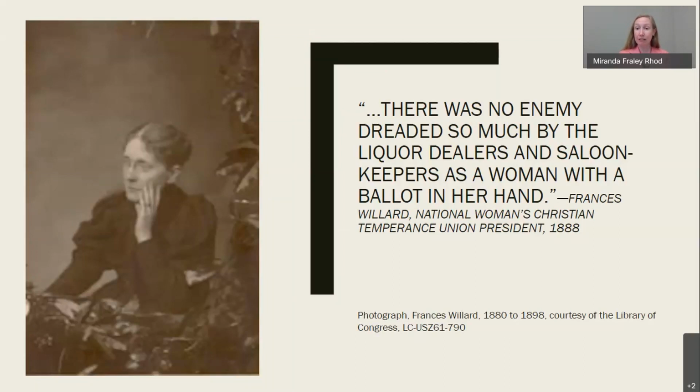Another feature of the WCTU that makes it very interesting is though its chapters were segregated, there were African-American women's chapters of the WCTU in Tennessee and also white women's chapters. So there were women from different races involved in this organization. And they were advocating very much for the cause of temperance, which very quickly brought them into politics. And one interesting thing to note is the liquor industry consistently opposed women's suffrage because they expected women voters to vote against them and to vote in favor of measures like prohibition.